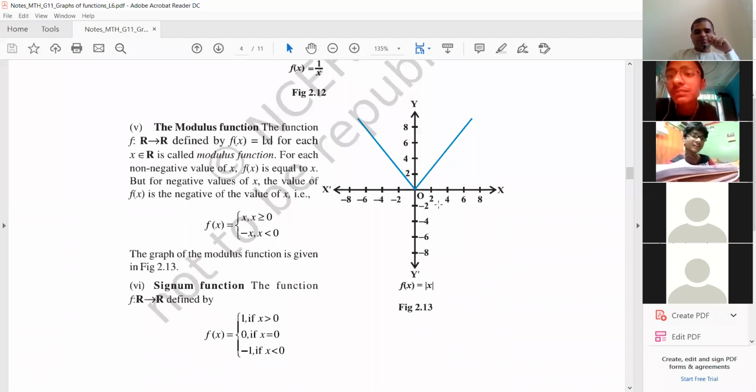Because -2 also has value 2, and 2 also has value 2. So -2 has also value 2 and 2 has also value 2. X is called set A, Y is called set B. X is called domain, Y is called codomain. So you can see that -2 and 2 have the same value. Okay, so this is a many-one function.